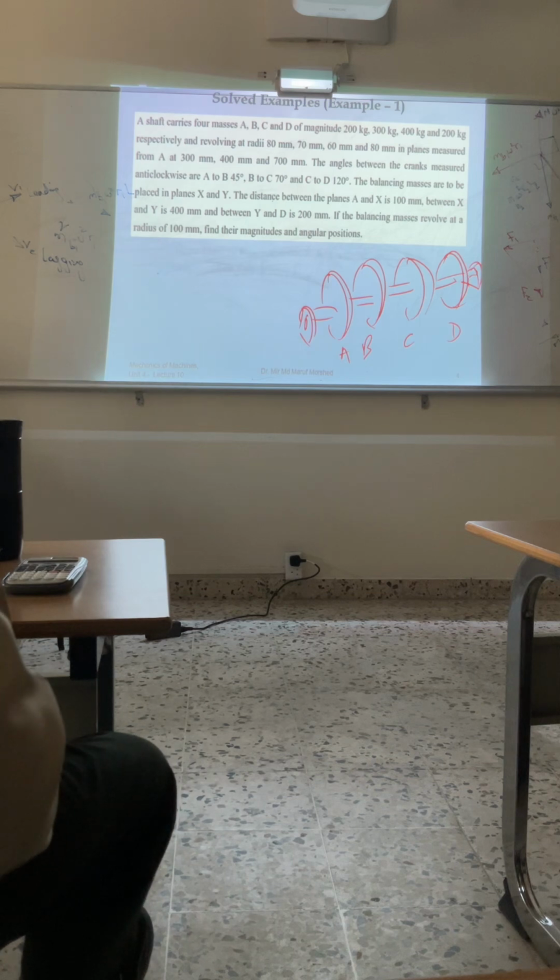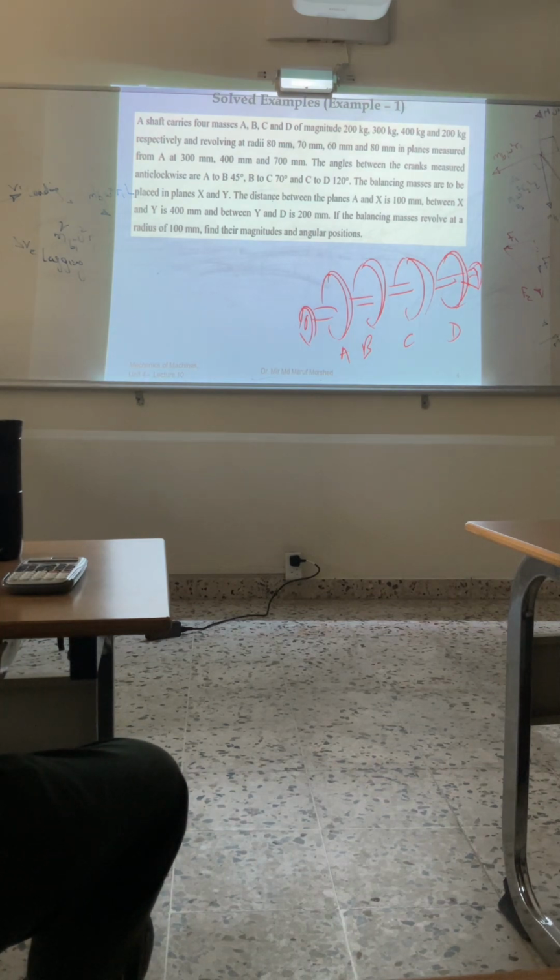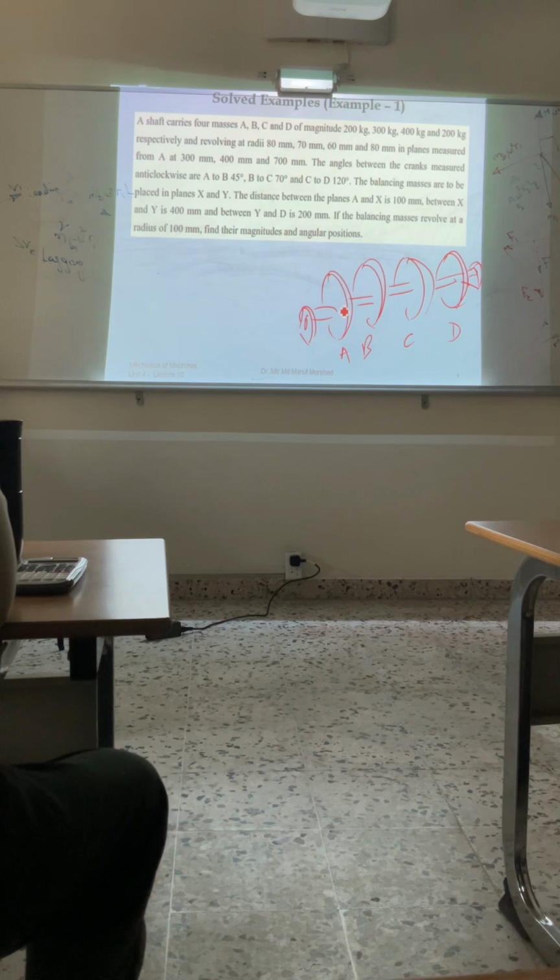Okay. It says that your RA, RB, RC, RD are given 80, 70, 60, 80 in planes measured from A. Okay, be careful, guys. It says respectively, and the revolving at radii 80, 70, 60, 80 millimeter in planes measured from A. Listen, which means that your M1 is already there. MA is 200, and the corresponding R, which is RA, is 80.